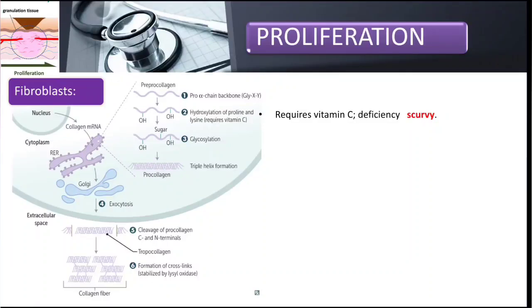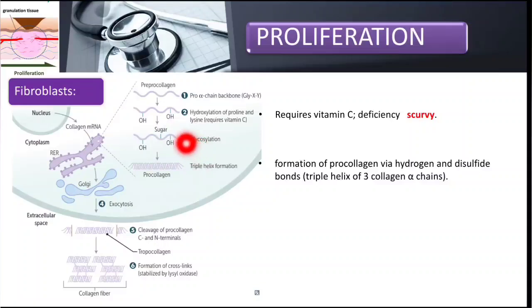This may seem unrelated to this video, but it is important. Let me just go through this. The next stage is glycosylation, where we are putting glucose there, and then we have formation of the triple helix. This formation of procollagen via hydrogen and disulfide bonds will form that triple helix of 3 collagen alpha chains. If there is any problem in formation of that, we have a condition called osteogenesis imperfecta. We'll talk about this. It's an inherited condition.